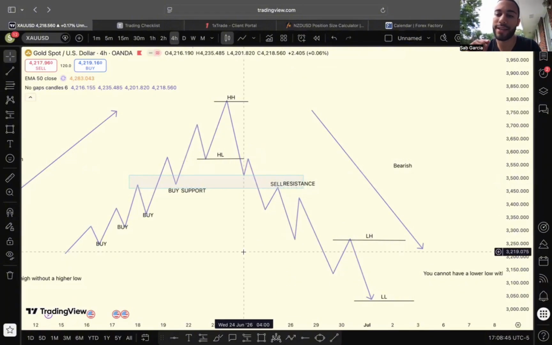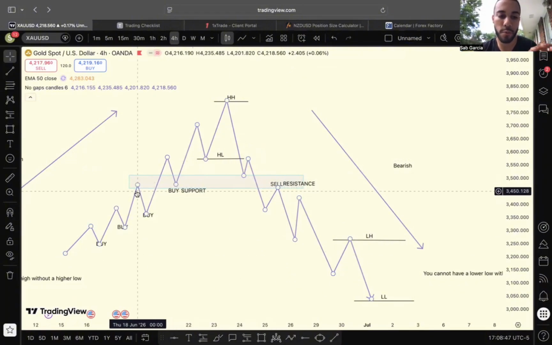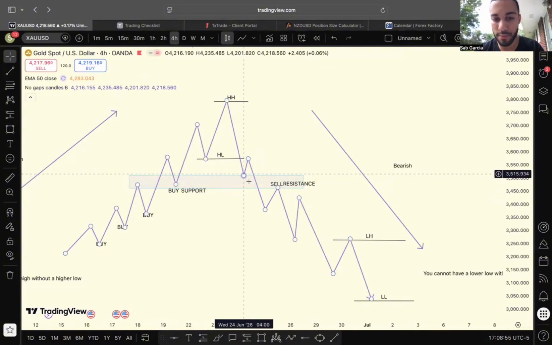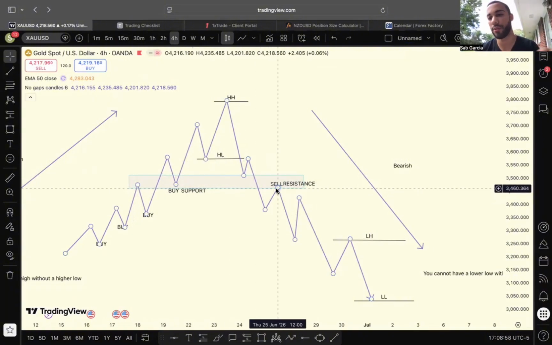And how do I mark this as an area of interest? Because it has multiple points that the market has respected. For example, we have a point here where the market respects it. We have a point here where the market respects it. We have a point here where the market respects it. And we have a point here where the market respects it. That is the beauty of market structure, guys.